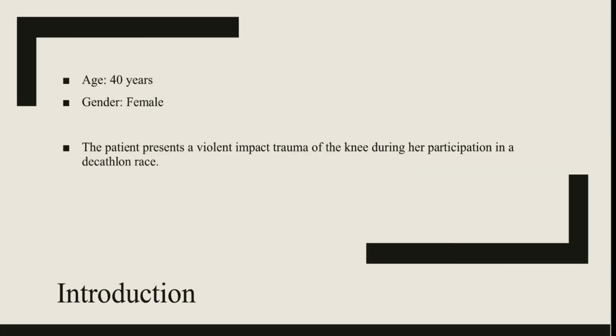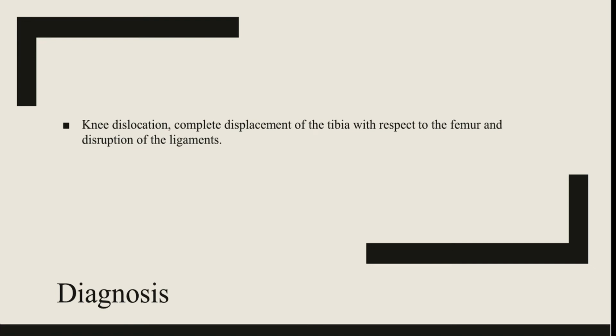We are going to start introducing our patient, which is a 40-year-old female. The patient presents a violent impact trauma of the knee during her participation in a decathlon race. The diagnosis is knee dislocation, complete displacement of the tibia with respect to the femur and disruption of the ligament.